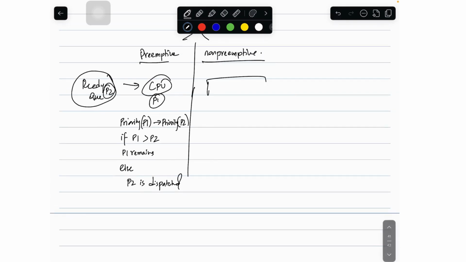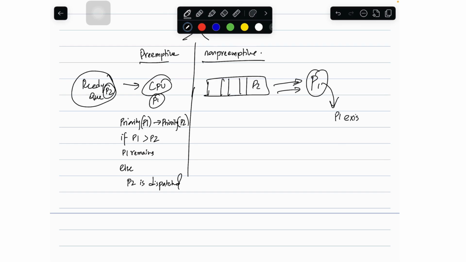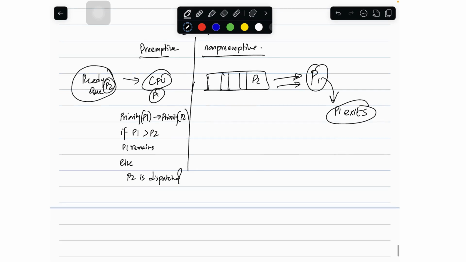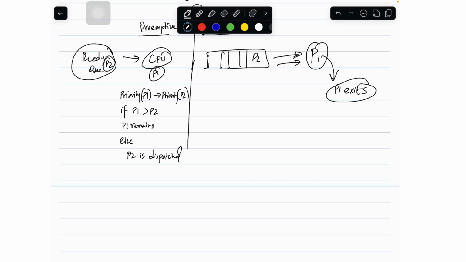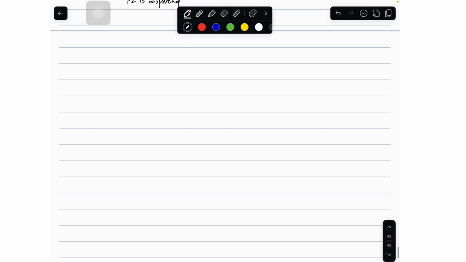Non-preemptive is different. P2 will be dispatched only after P1 exits. Until then, there won't be any swapping. So P2 has to wait until P1 is completed, and after that, it will be dispatched.